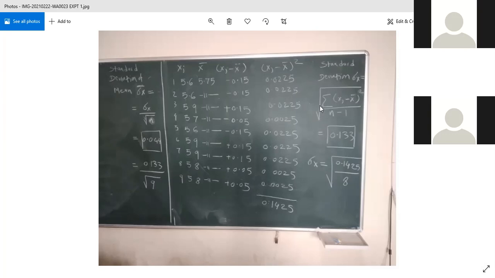The formula is the square root of the summation of (xi minus x bar) whole square divided by n minus 1. Summation means just adding the readings. Total we have taken 9 readings, so n minus 1 is 8. So this is your sigma x.